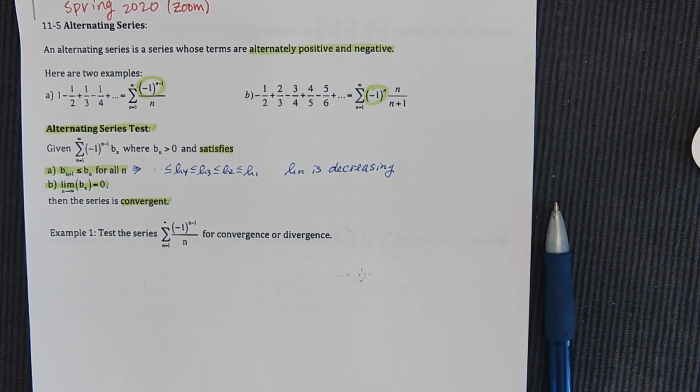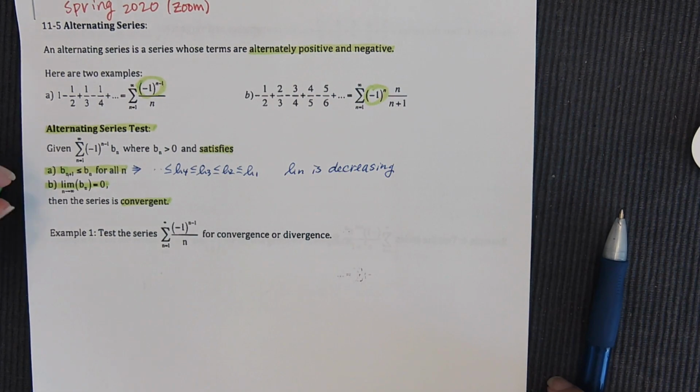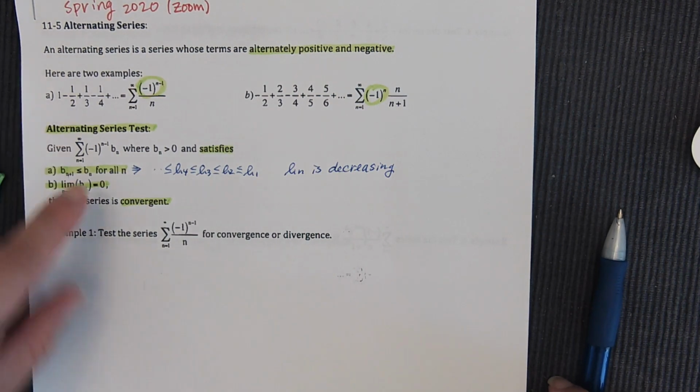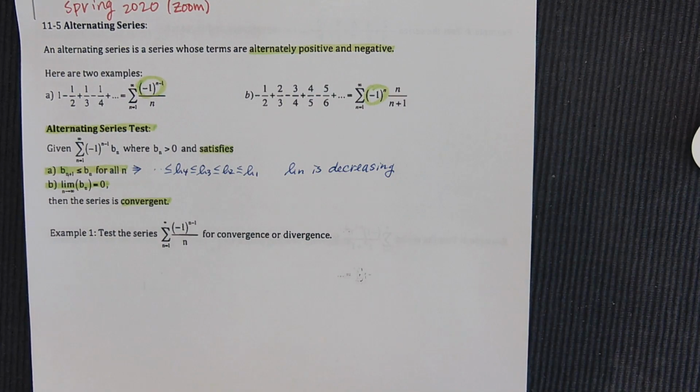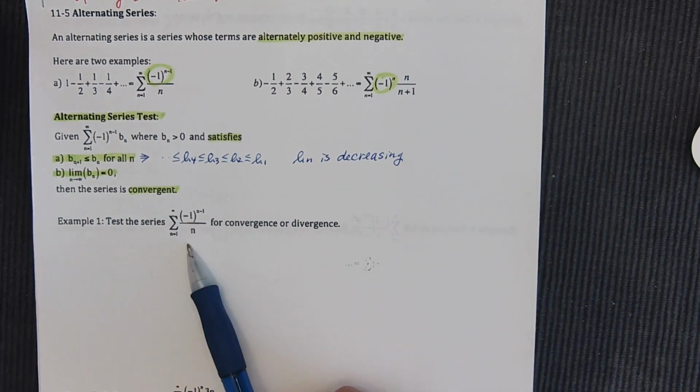So make sure you check the two things. If they satisfy those two conditions, you can say it is convergent. Just look at the example. Let's do the example together.